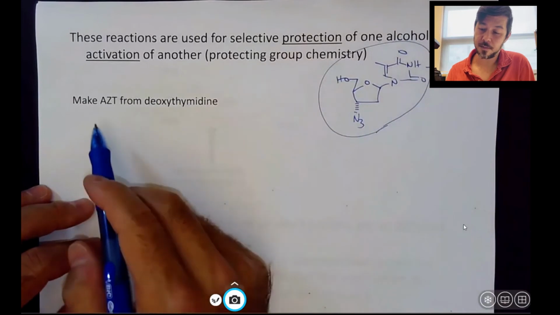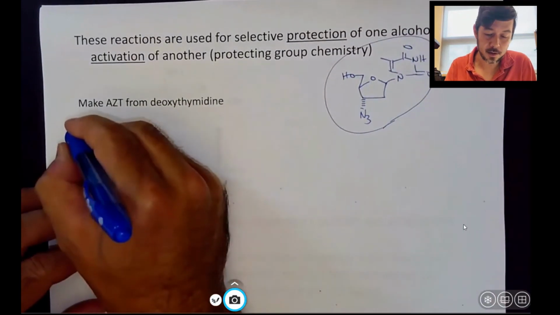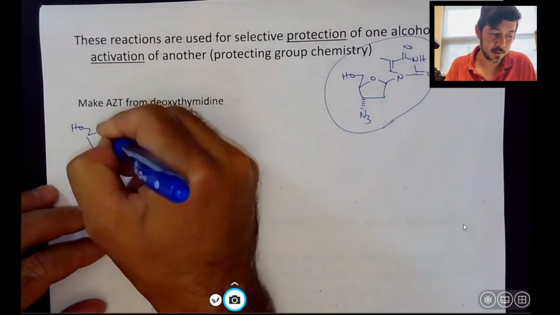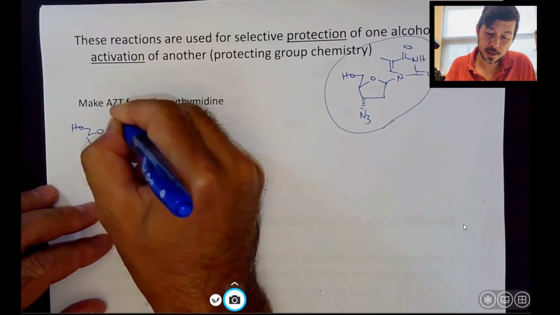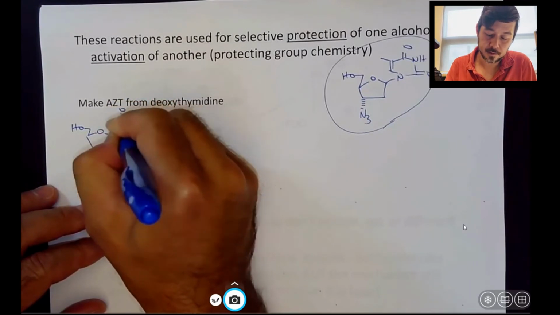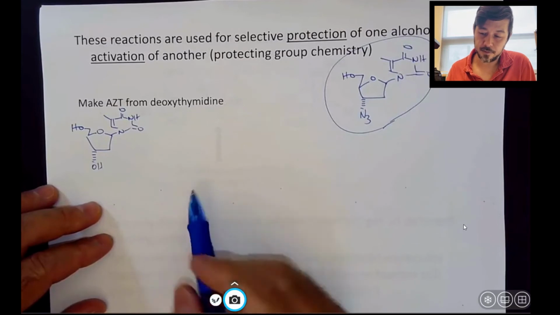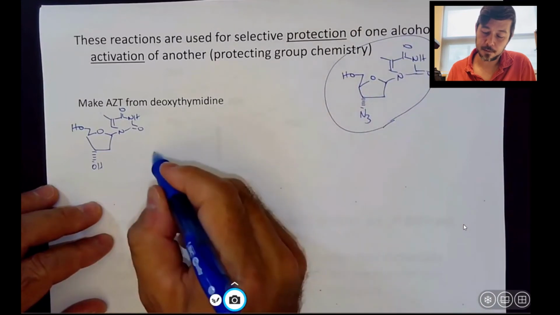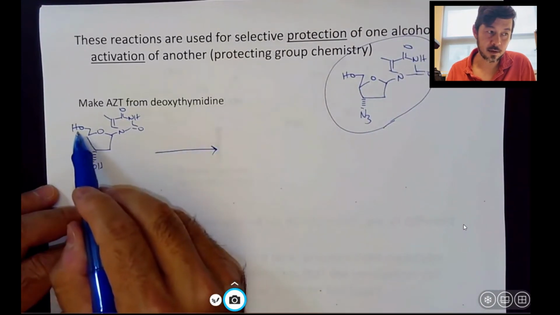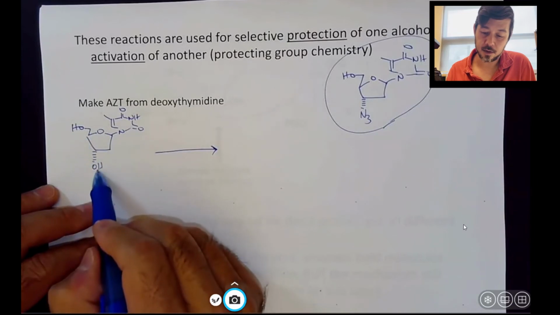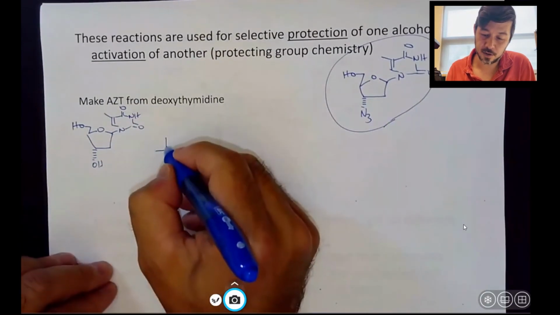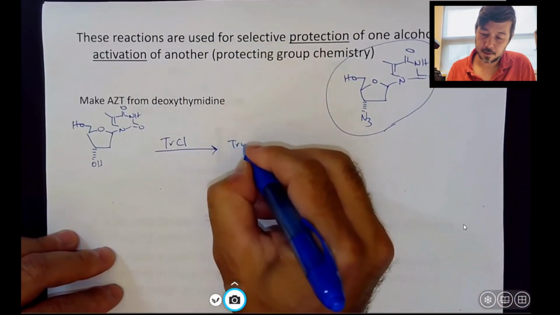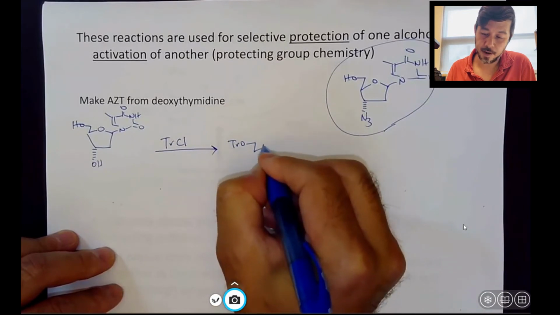All right, so make AZT from deoxythymidine. Let's think about how we could generate this from deoxythymidine, which is readily available. You can buy this commercially. And let's think about the different protecting groups of how we could generate this azide. What we need to do is protect this hydroxyl group and not really touch this at the moment. So we can just use that strategy that we just learned about using trityl chloride. Now we have that trityl group on that primary hydroxyl group.